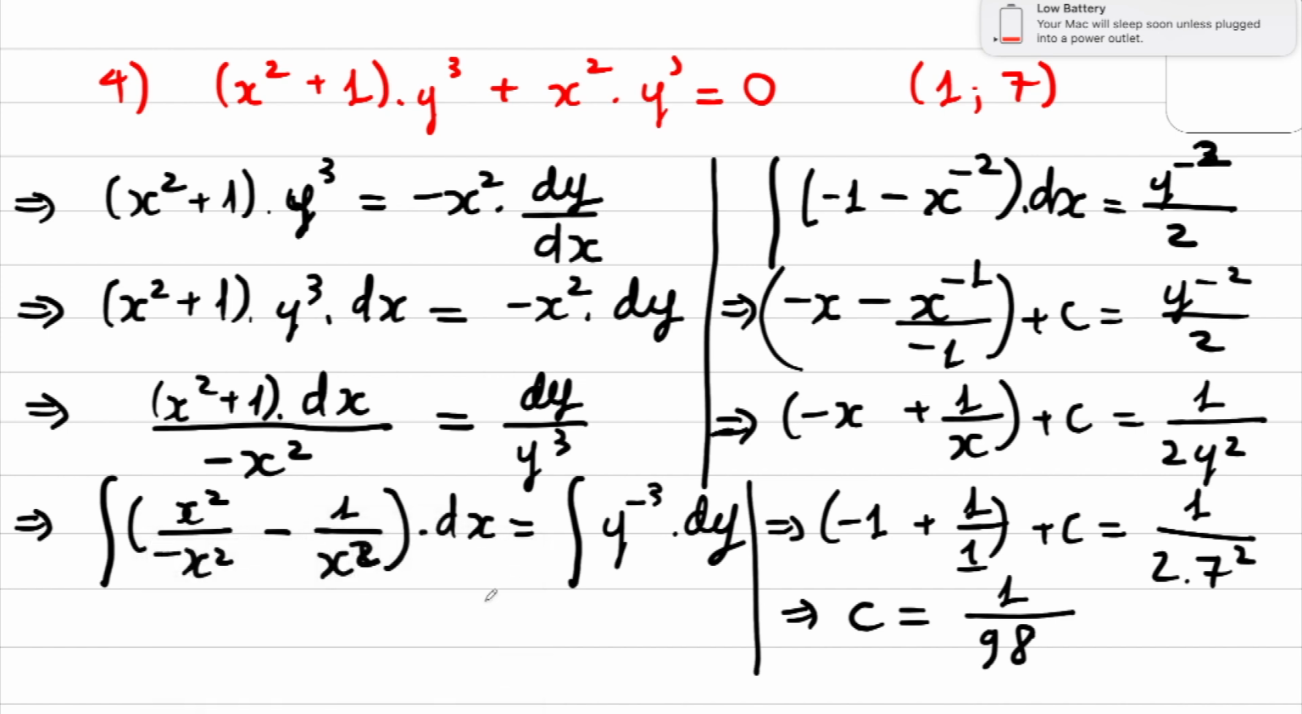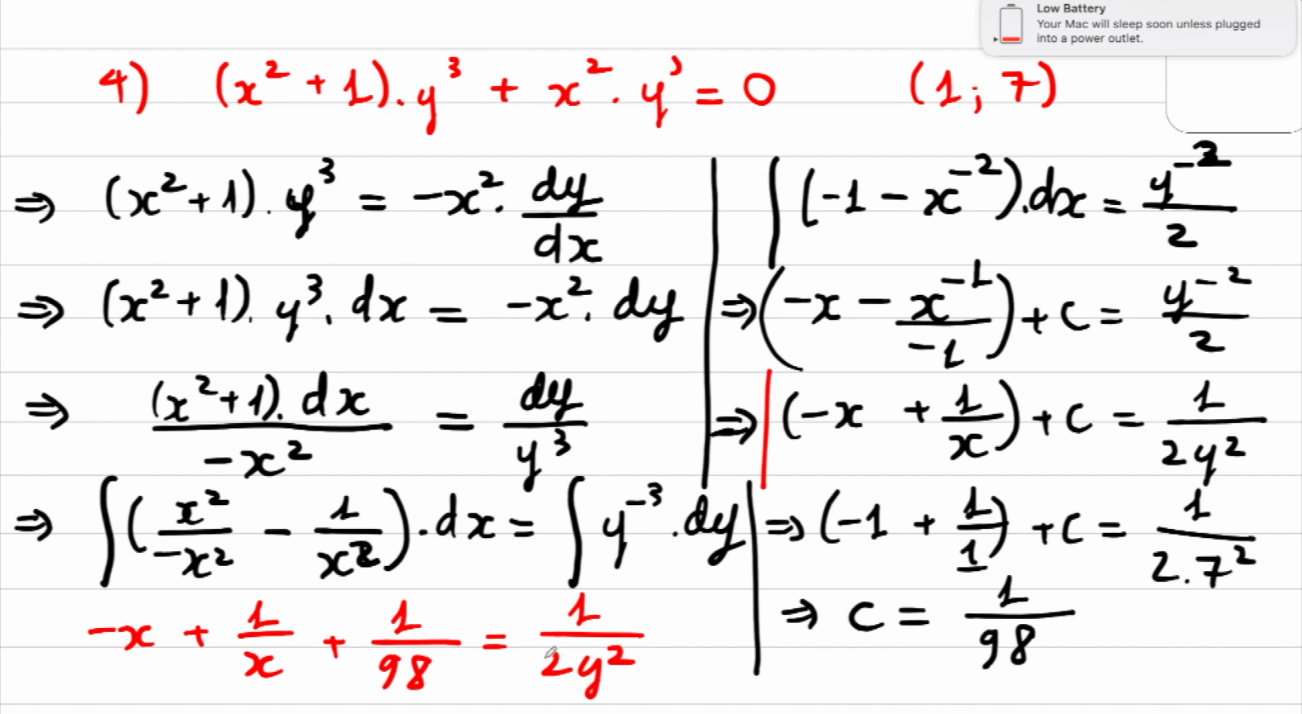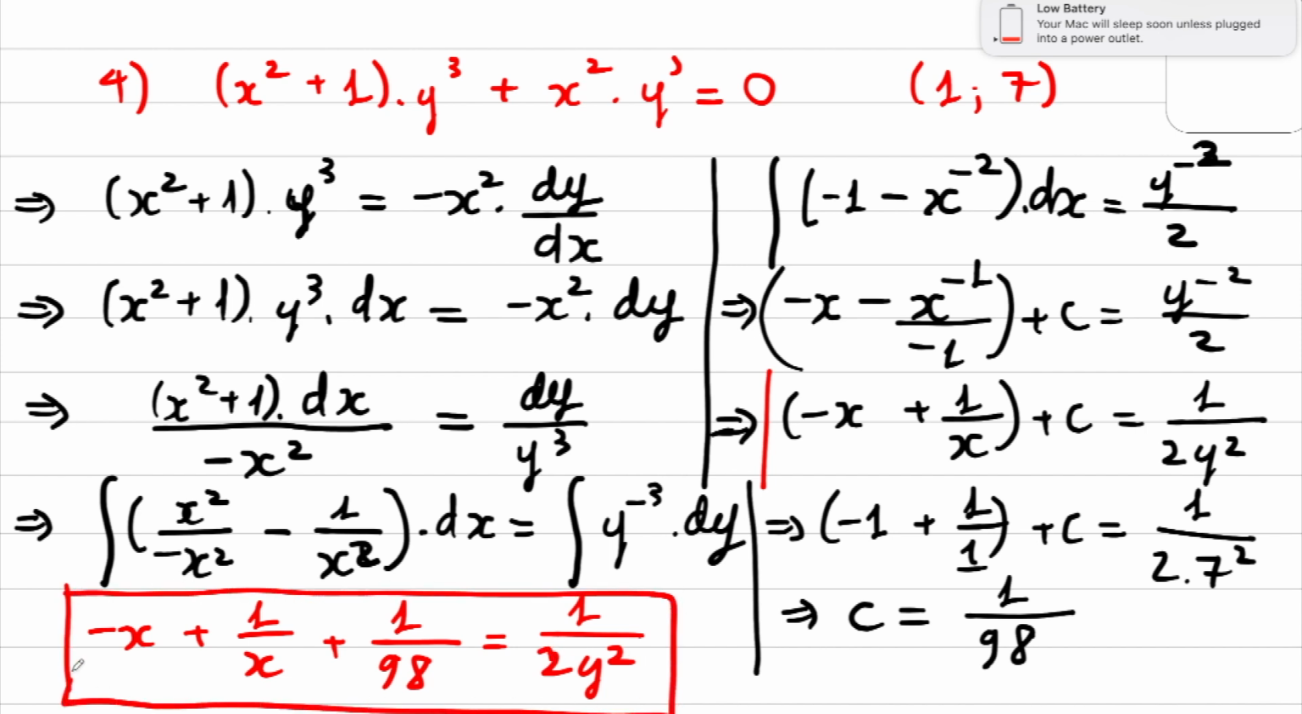Okay, let's substitute c in the last answer. So you can write out this one. Okay, and the final answer for this question is minus x plus 1 over x plus 1 over 98 equal to 1 over 2y squared here. That's it. So you get this one for the final answer of this question. And you can see that question 4 is not easy anymore, but you can understand that.